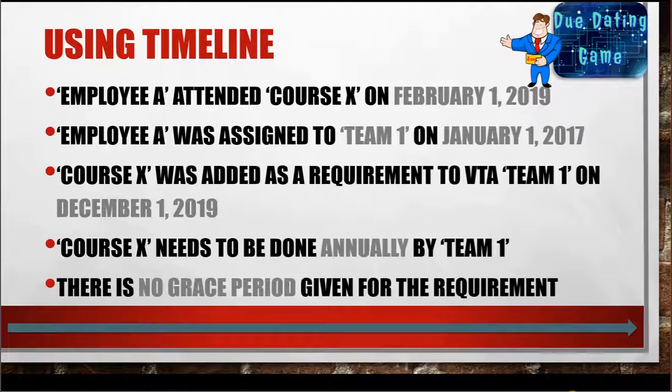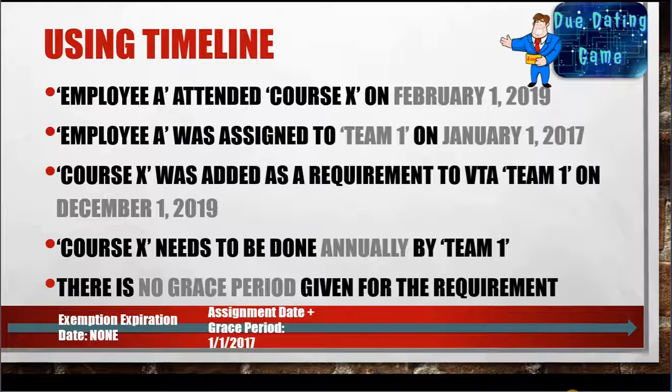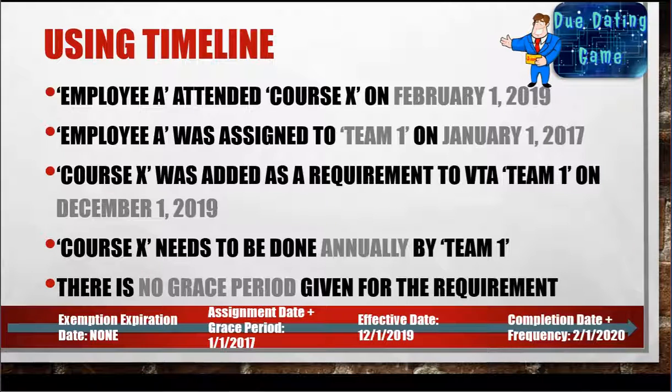If we look at the same information on a timeline, we know that there's no exemption. So there is no exemption expiration date. We know that they were assigned and there was no grace period, so their assignment date plus the grace period is 1/1/17. The requirement was made effective on 12/1/19, and when you add in the completion date plus the frequency, that gives us 2/1/2020. So when each part was compared, and then we look at which one is latest, the 2/1/2020 date is going to be the requirement due date.